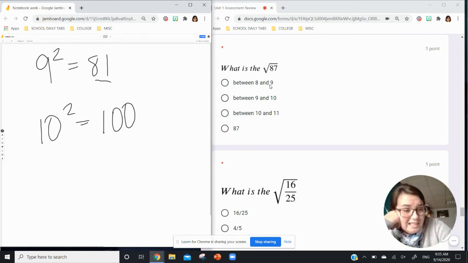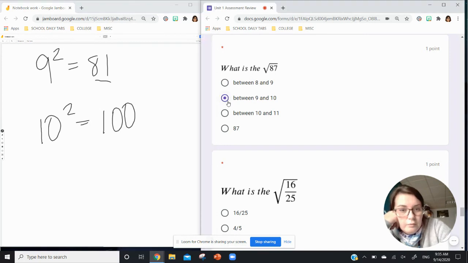Is it between 8 and 9? No. Is it between 9 and 10? Yeah. Well, 10 and 11, we said 10 squared is 100. Well, that's a lot smaller than 100. And then it says 87. The square root of 87 is not 87. Okay, so B is the only answer that makes sense.